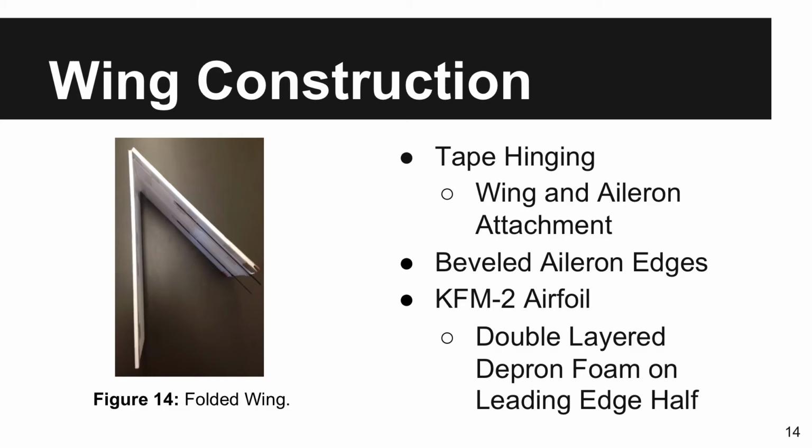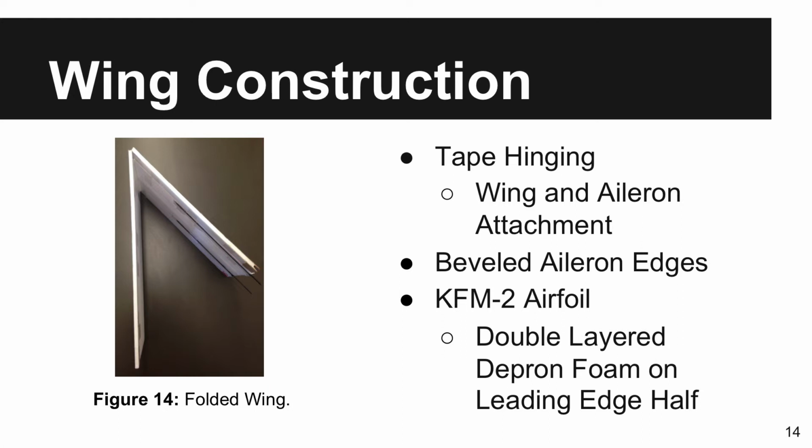So after we completed our designing and modeling phases, we moved on to construction. As you can see here, this is a picture of our folded wing design that's held together with tape hinging. The ailerons on the wing are beveled at a 45-degree angle with an X-Acto knife, and they're attached to the wing using a double-sided tape hinge. This allows the ailerons to move up and down freely.